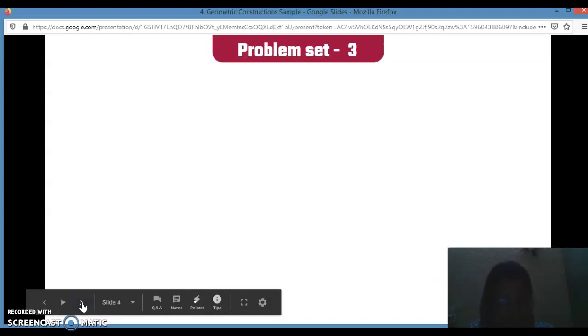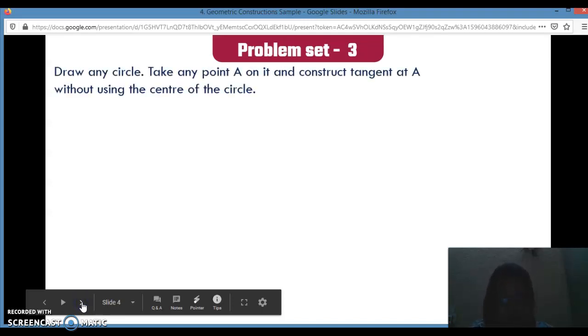Now let us have a look at the next type of question. Draw any circle, take any point A on it, and construct tangent at A without using the center of the circle. Now this construction is similar to the first one. What is the difference over here, children? In the earlier construction, measurement of radius was given. Over here, measurement of radius is not given.